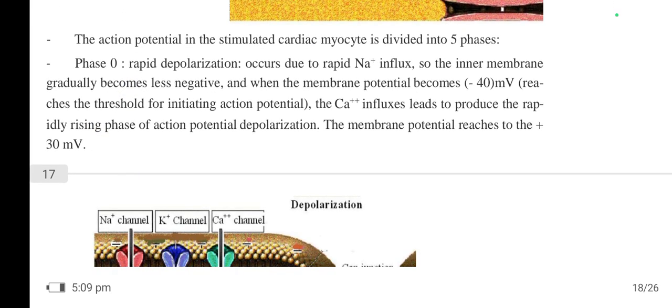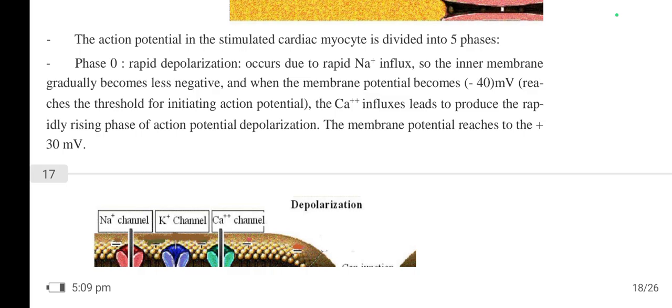The action potential of a stimulated cardiac myocyte is divided into 5 phases. Phase 0, rapid depolarization, occurs due to rapid Na+ influx.